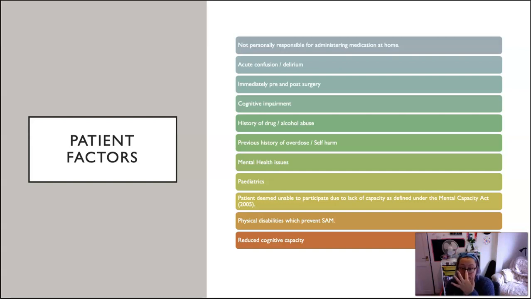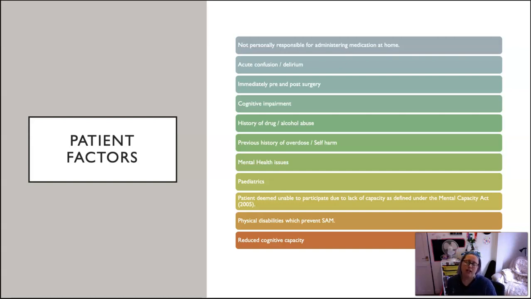The patient might have acute confusion or delirium. They might be able to take their medications generally, however for this period that they're in, it isn't appropriate. It might be immediately pre or post surgery, so again, they might need that support and help. They might have a cognitive impairment, which again impacts whether or not they can do it safely. They might have a history of drug or alcohol abuse, or a previous history of overdose or self-harm. So again, the patient might need to be assessed for mental health issues or capacity.